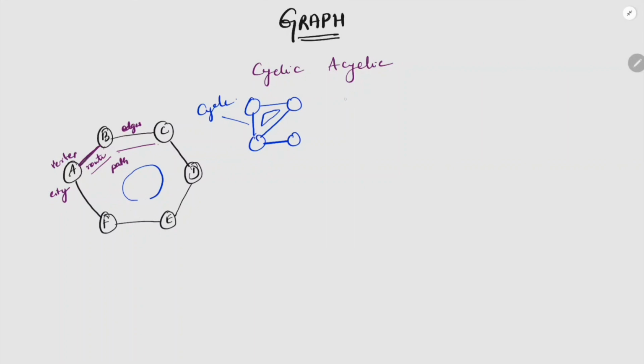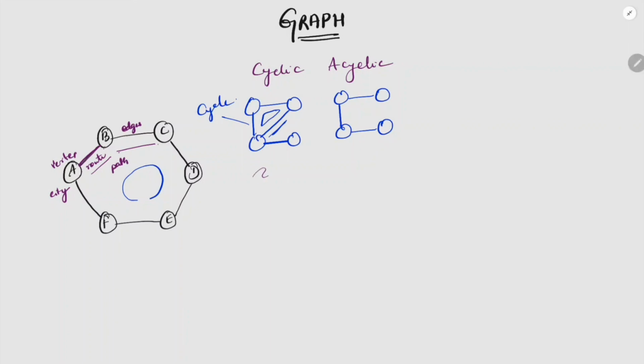Now let's draw a simple acyclic graph. If we just remove this edge which is forming a cycle, then it becomes an acyclic graph. I have just removed this edge, and this becomes an acyclic graph because there is no longer a loop in this graph. So this is our first set of types.